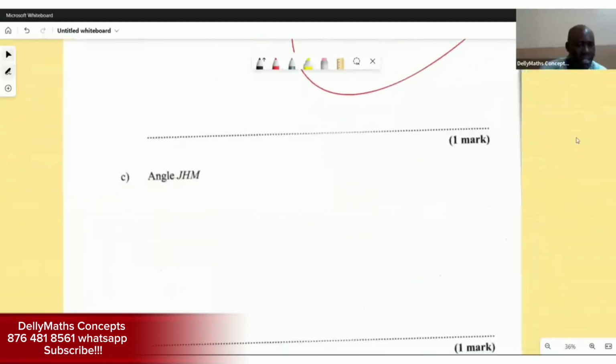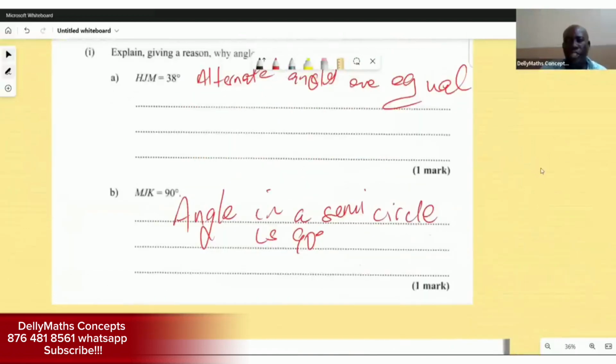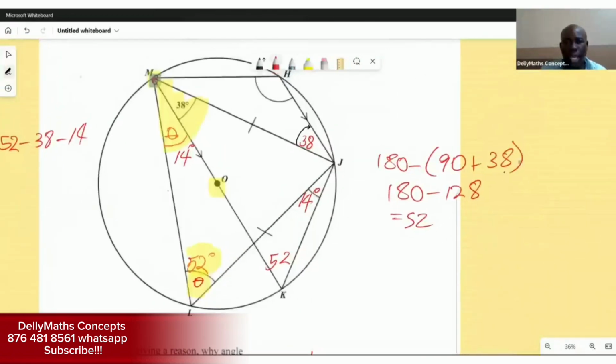The last one says angle JHM. J-H-M, let's go for that. Let me clear up the diagram a little bit. J-H-M, oh, we want that angle right now. Remember though, opposite angle in a cyclic quadrilateral. So I need to identify this cyclic quad.